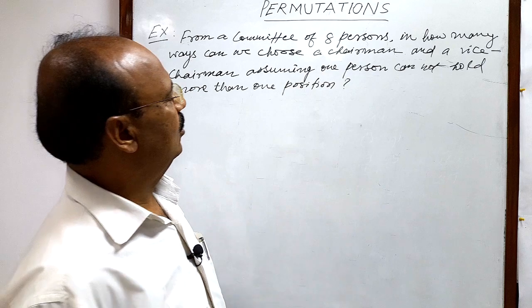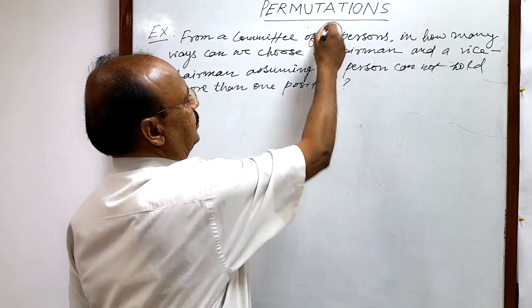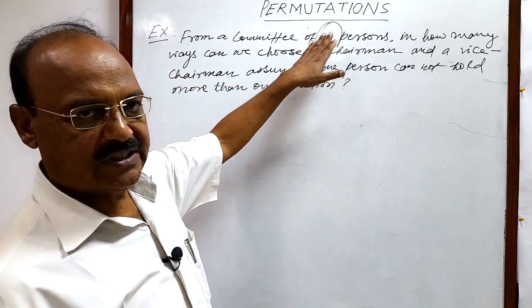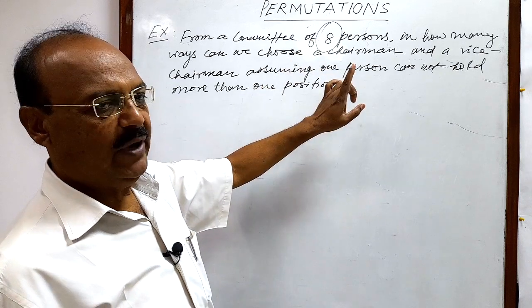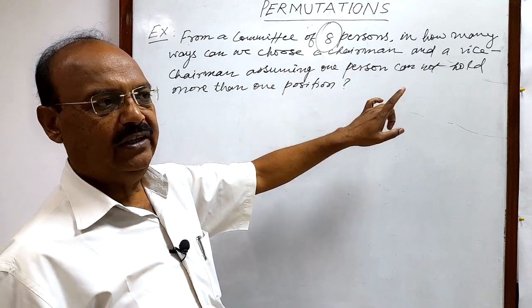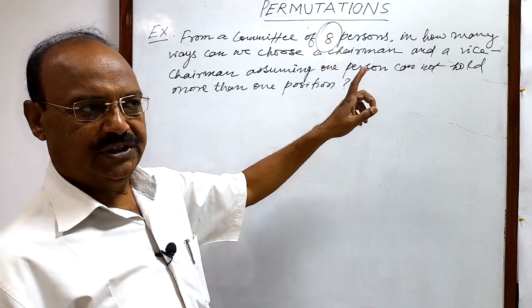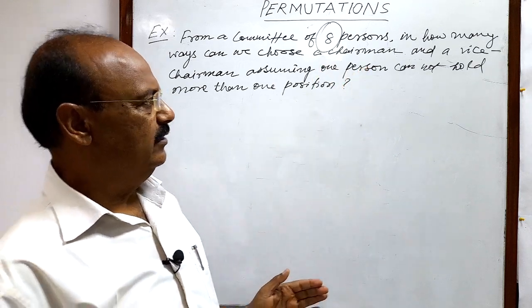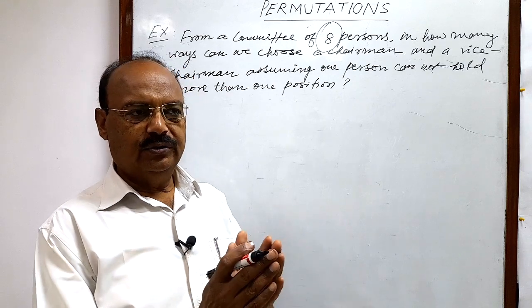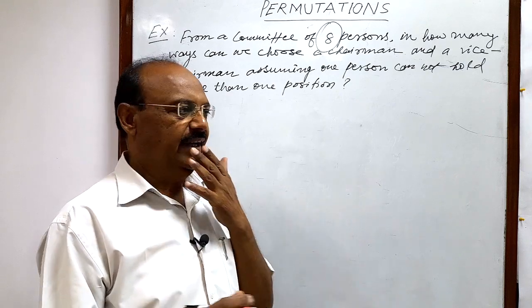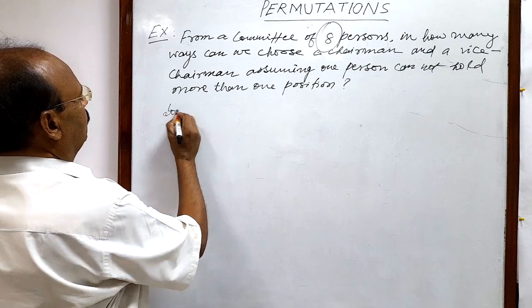So the total number of persons here is 8. Out of these 8 persons we have to choose one chairman and one vice chairman, and one person cannot hold more than one position. Means chairman and vice chairman should be two different persons. Okay, fine. So let us see the solution.